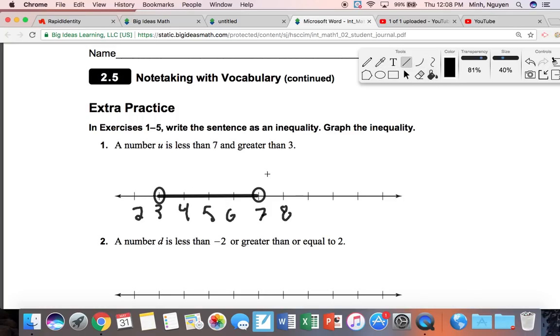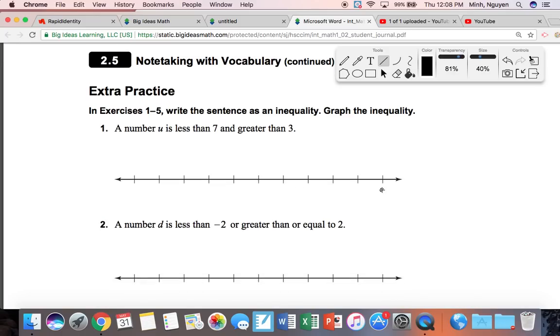All right, so this is a number line representation of this sentence. A number u is less than 7, so it's empty because it's not equal to, and greater than 3. That is also empty because there's no equal to, so it's between 3 and 7. Let's pick one of those numbers to replace u in this sentence, right in the middle, 5. Number 5 is less than 7 and greater than 3. Is that true? Yes. Same goes for 4, same goes for 6, and same goes for all the decimals between 3 and 7. Okay?